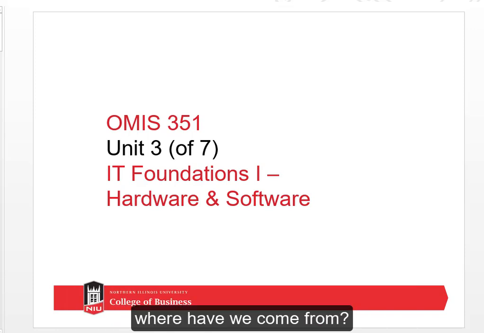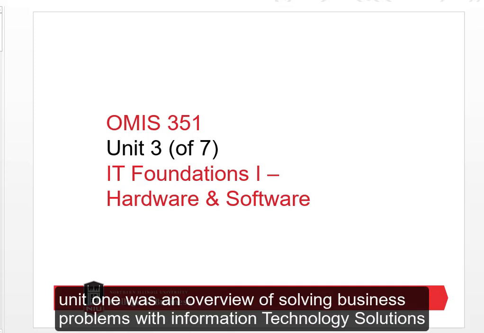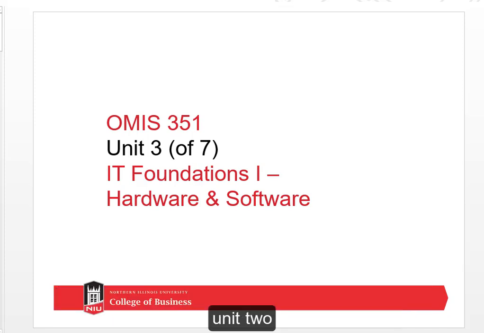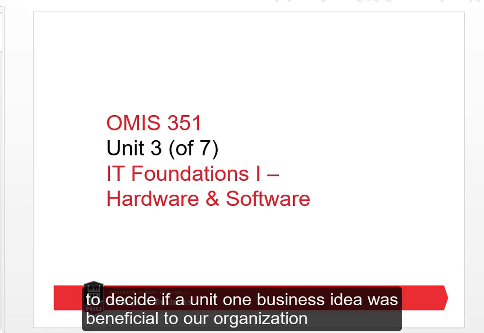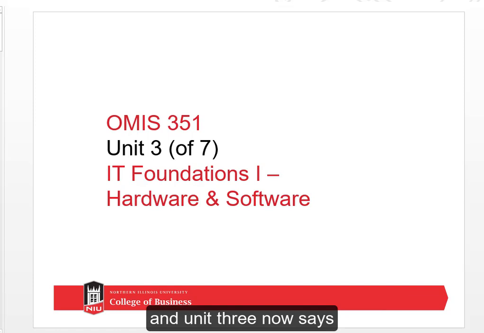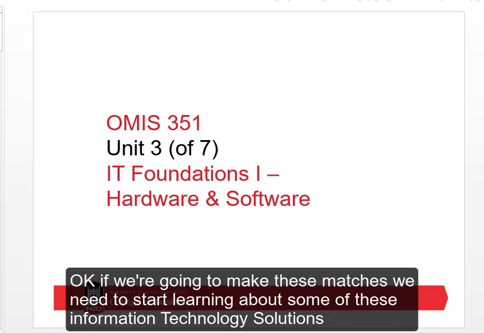Where have we come from? Unit 1 was an overview of solving business problems with information technology solutions. Unit 2 was 7 lenses and other strategic frameworks to decide if a Unit 1 business idea was beneficial to our organization. And Unit 3 now says, okay, we're going to make these matches.